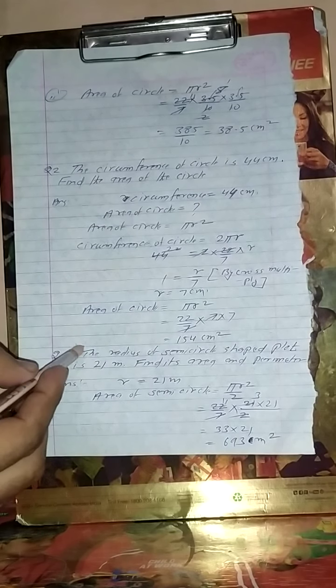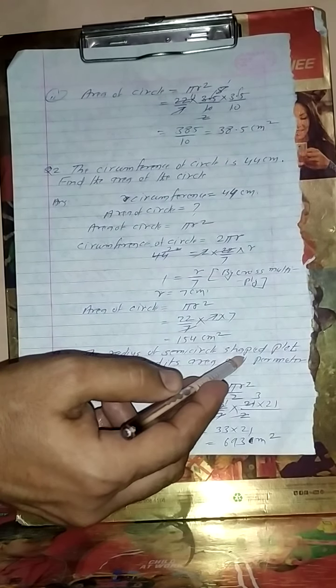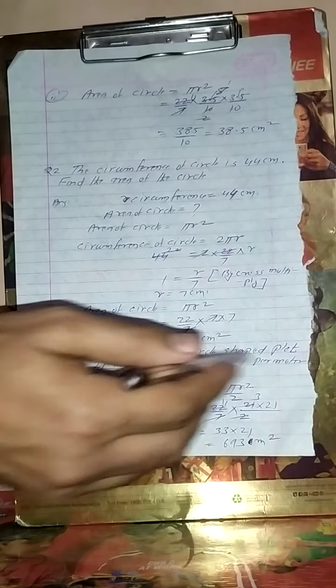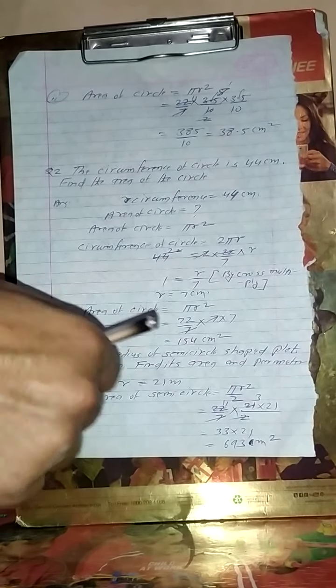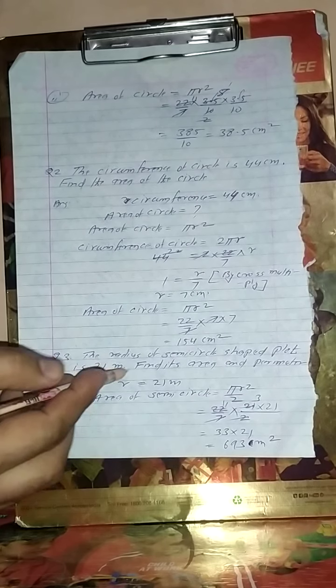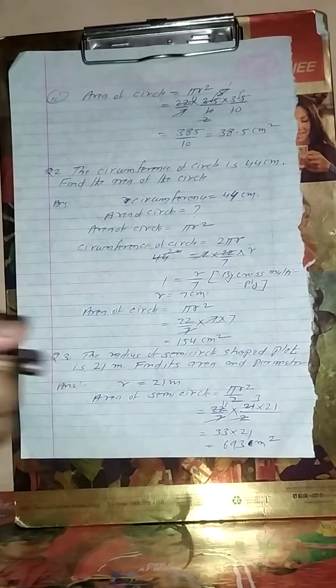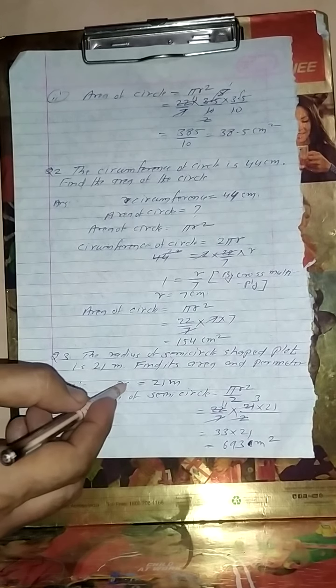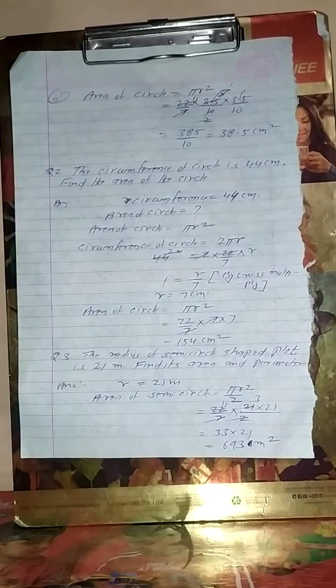Question number 3. The radius of a semicircle shape plot is 21 centimeter. Find its area and perimeter. In this question we are given the radius of the semicircular plot. Then we have to find the area and perimeter of the semicircle. Here the radius is 21.